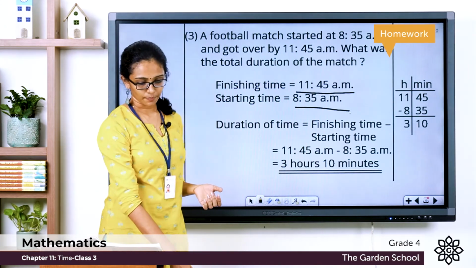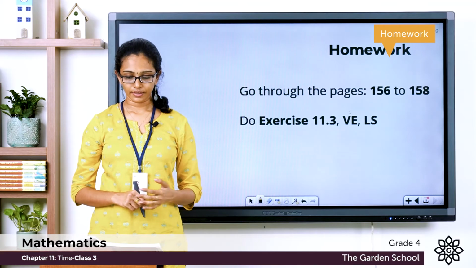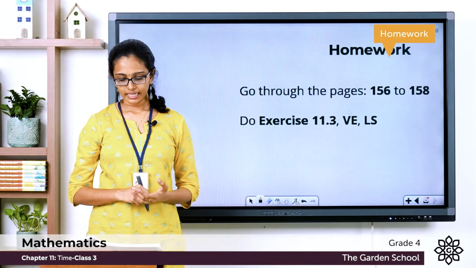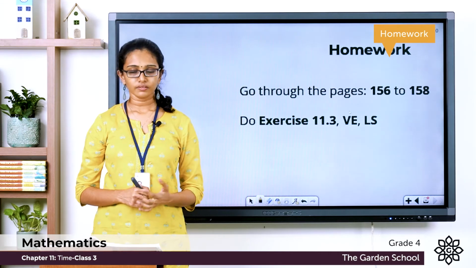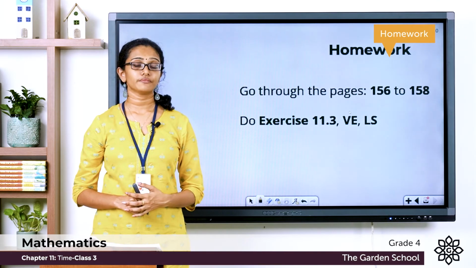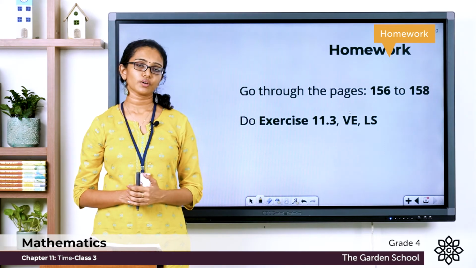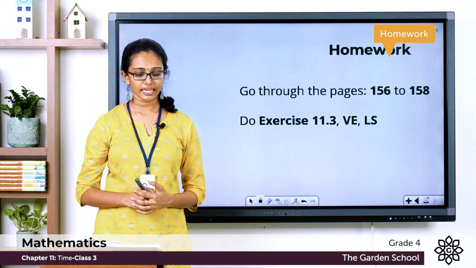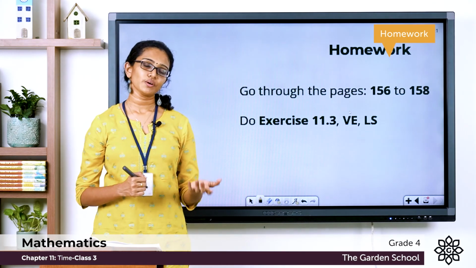Now you can go through this topic, duration of time, on page number 156 to 157. There is one more example given in your textbook. Go through the topic once and then move on to exercise 11.3. In exercise 11.3, you have 3 questions and you have to work out all of them in your notebook. Also on page number 157, you have the higher order thinking skills questions. There are 3 questions given there. Go through these questions also and do accordingly. Then on the next page, page number 158, you have the value education question and the life skills question. Go through that as well and do accordingly.